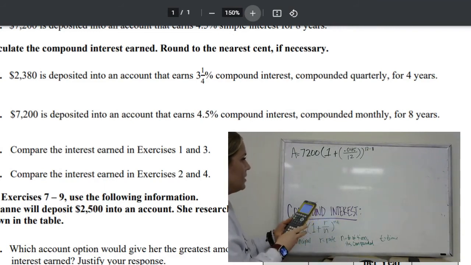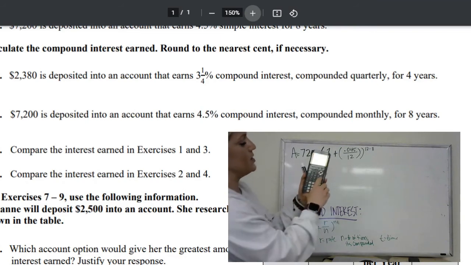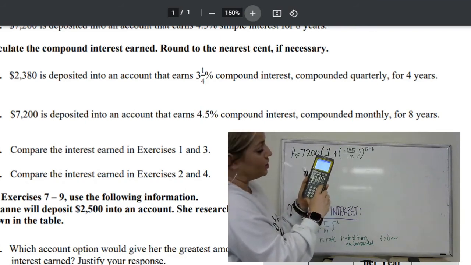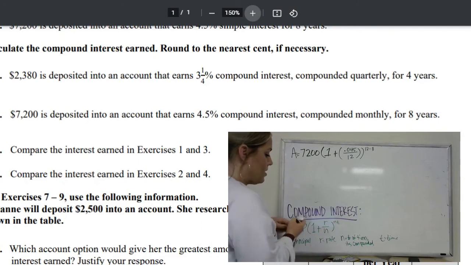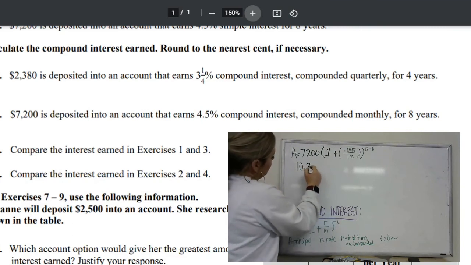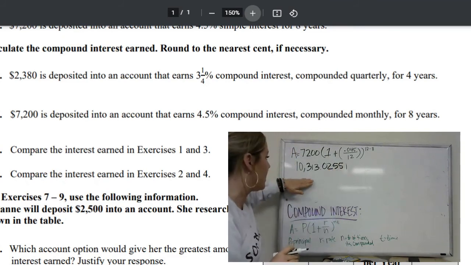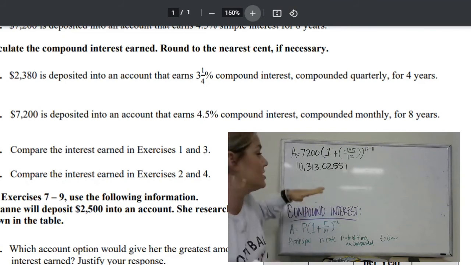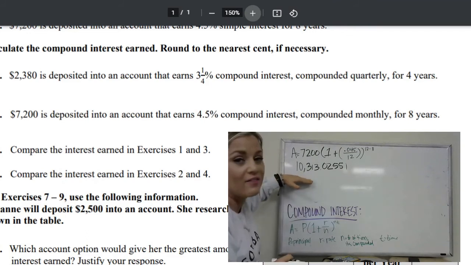All right, so now let's do it again. 7,200. Open parentheses, the number 1 plus another open parentheses, 0.045 divided by 12, close parentheses, then raising it to, under the button clear, 12 times 8, and I get $10,313.2551. That's how much you would get in 8 years. This would be sitting in your bank account if you're investing this. If you're putting this in a savings account, this is how much you're going to have at the end of 8 years.